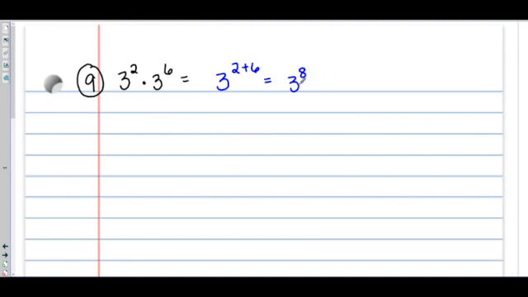Now, if it asks you to evaluate, you would actually do 3 times 3 times 3 times 3 times 3 times 3, 8 times, right? So you end up with this answer here. But if it just asks you for the exponents, then you would leave it like this. On your homework assignment, your answers will be in exponential form. Okay, number 10.